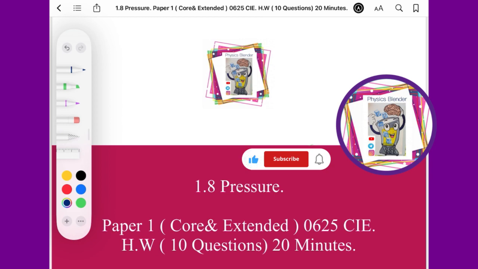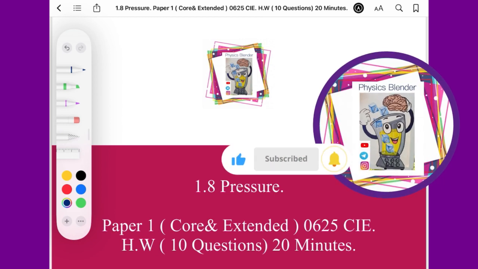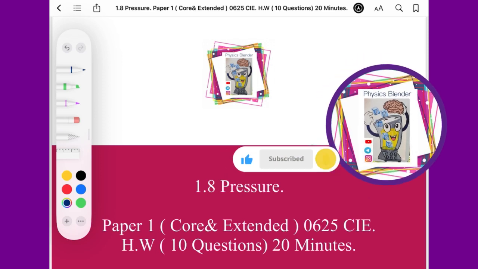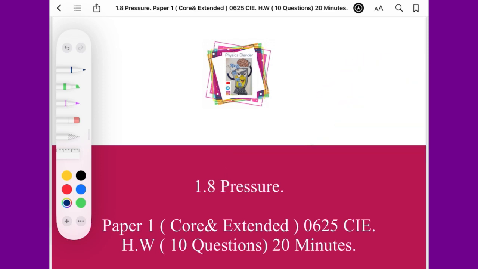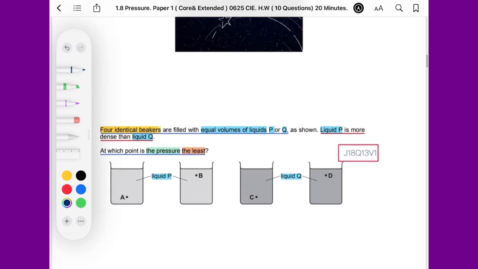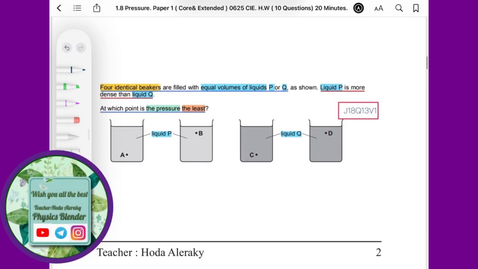Today we are checking your answers. You had homework about pressure, paper 1 for core and extended candidates. Let's start by question number 1. We have 10 questions and question number 1 is discussing pressure of liquid.